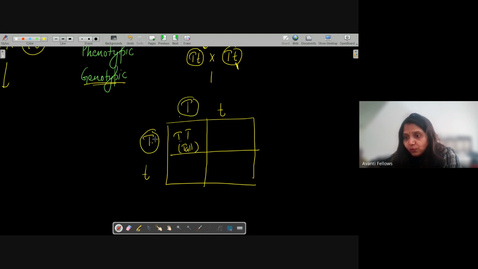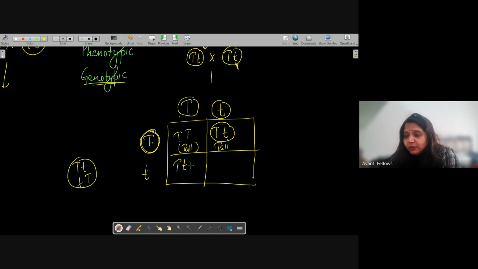Now you are going to cross this particular capital T with this small t. What would be the phenotypic character here? Tall again, right? Here also it will be tall, but the genotype is different over here. Now again, capital T, small t will be crossed with this, so capital T, small t. You can write it either way, both mean the same.